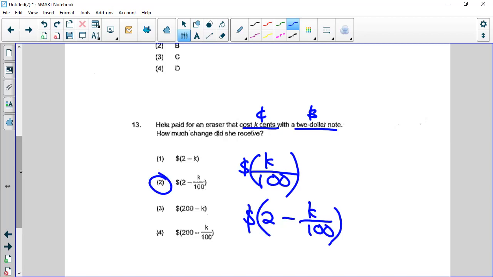You have to change the cents and the dollars, make them the same, right? Make them the same before you can plus or minus them, okay? All right, let's go to question 14. Right, question 14 quickly.